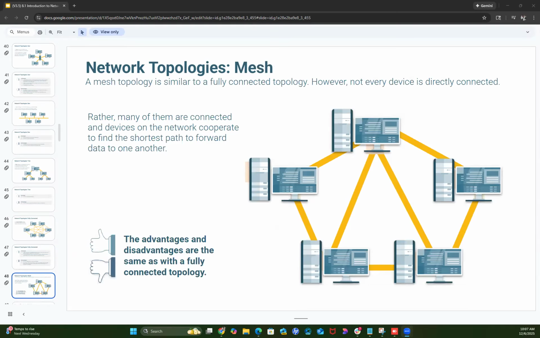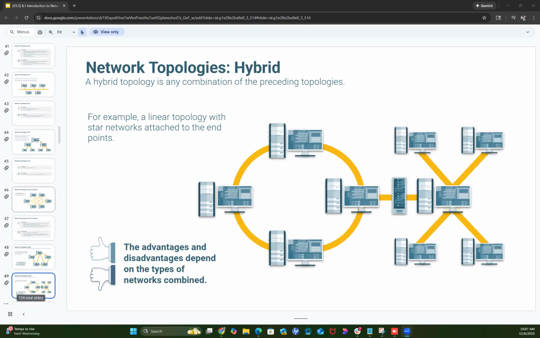And another is mesh topology. A mesh topology is similar to the fully connected topology. However, not every device is directly connected. Rather, many of them are connected, and devices on the network cooperate to find the shortest path to forward data to one another. The advantages and disadvantages are the same as in the fully connected topology.